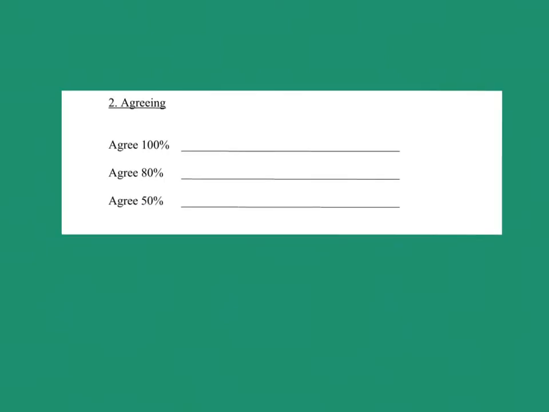Next, let's talk about agreeing. It's always nice to agree, but it's possible to agree more or less, right? So maybe you agree 100%. You completely agree with someone. You totally agree with them. You don't just have to say, I agree, simply that. You can say, I totally agree, or I completely agree. That shows you agree 100%. Totally, completely.